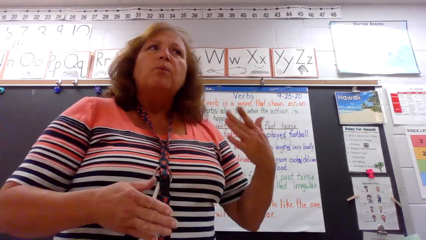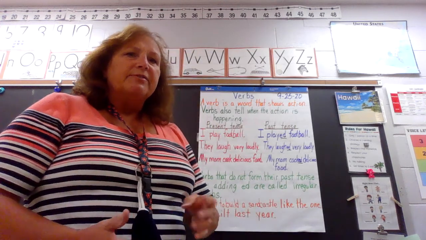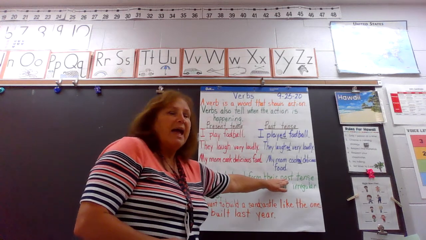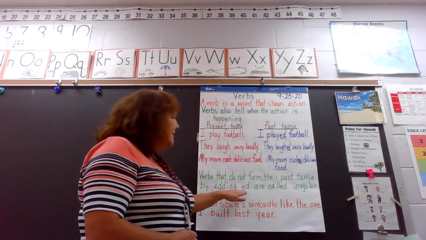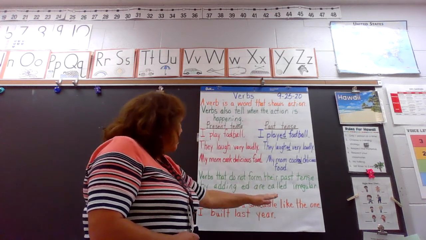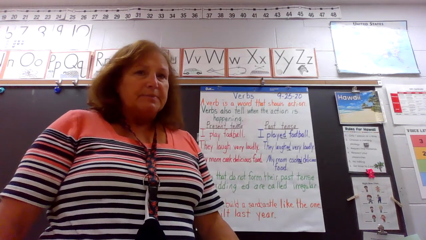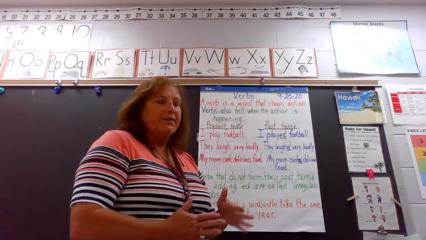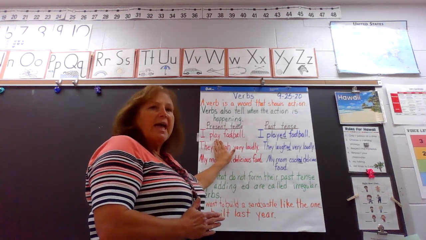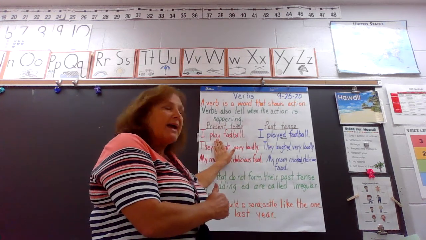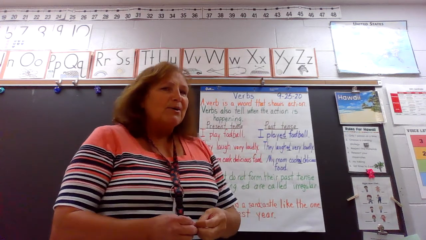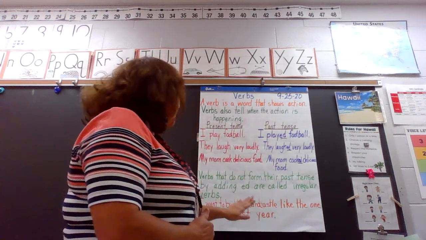Let's think, what is an irregular verb? Verbs that do not form their past tense by adding ed are called irregular verbs. So they don't follow the same spelling pattern. With a regular verb, to show that it happened in the past, you just add ed. With an irregular verb, it's a whole different word.